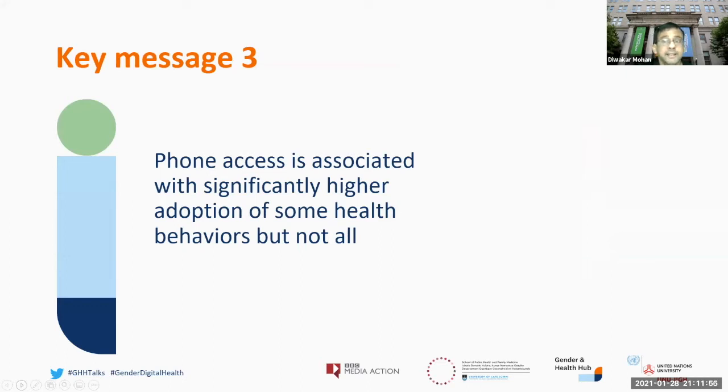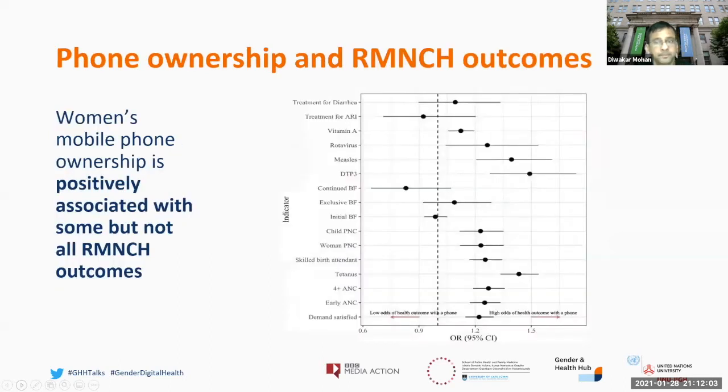Phone access is associated with higher rates of adoption of some key health behaviors, but not others. This figure graphically illustrates the odds ratio, or the likelihood of the outcome, of selected health indicators in the maternal child health continuum. The broken vertical line in the middle is a null point, or 1. To the right of it are those with a higher likelihood among those with phone access, while those to the left are less likely to be seen among those with phone access.